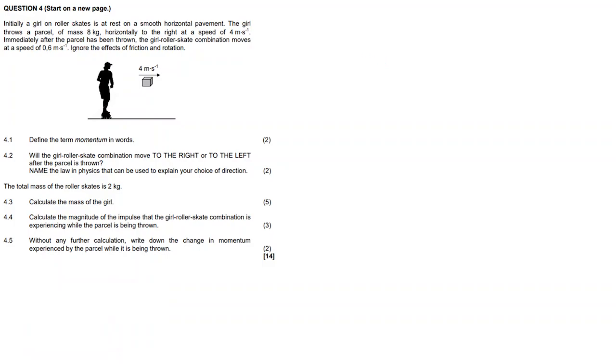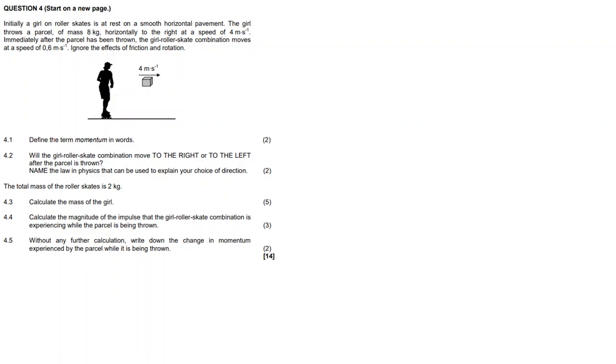Question 4. Initially, a girl on roller skates is at rest on a smooth horizontal pavement. The girl throws a parcel of mass 8 kg horizontally to the right at a speed of 4 meters per second. Immediately after the parcel is thrown, the girl roller skate combination moves at a speed of 0.6 meters per second. Ignore the effects of friction and rotation.